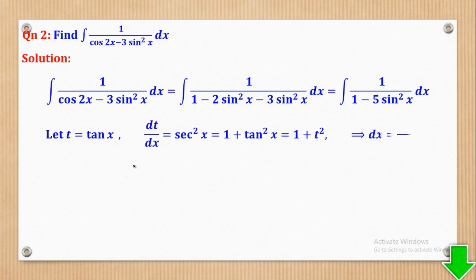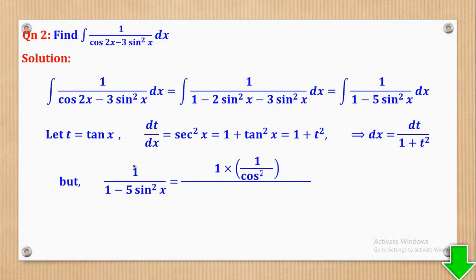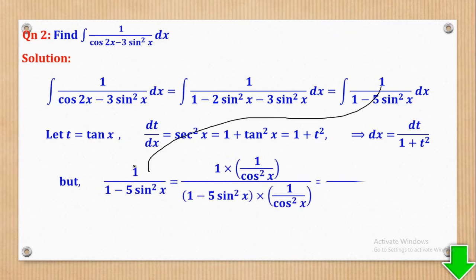Therefore now I have this even power, meaning that I shall let t be equal to tan x. Differentiate it, I'll come up with dt dx being equal to 1 plus t squared, implying that dx is equal to dt over 1 plus t squared. But this one, we can multiply up and down by 1 over cos squared x. I think you know by now why we multiply by 1 over cos squared x. It is because I want to get an expression in terms of tan.